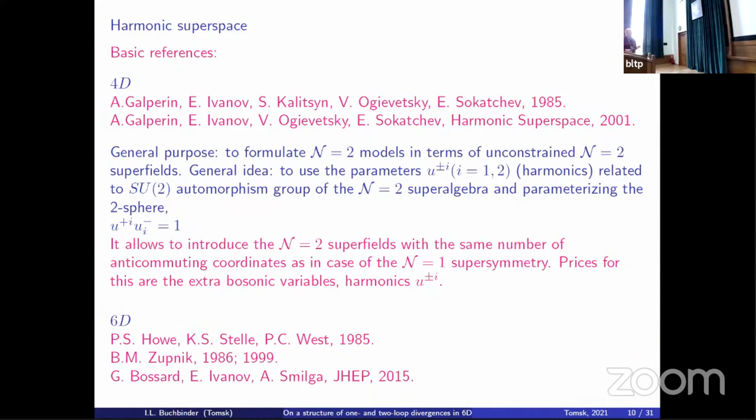Okay, so harmonic superspace. It was constructed first by Galperin, Ivanov, Kalitsyn, Ogievetsky, Sokatchev in 1984 and 85, and there is a book where it is presented in a very convenient form. The general aim was, if in principle there are too many anti-commuting variables, then in harmonic superspace there is a special procedure to get the superfields, which are representations of the N=2 superalgebra and depend on a smaller number of anti-commuting variables. The number of anti-commuting variables corresponds to N=1 supersymmetry. So the theory becomes more or less simple. The 6-dimensional approach to harmonic superspace was initiated by Howe, Stelle, West, Zupnik, and I will follow the recent paper by Buchbinder, Ivanov, Smilga.